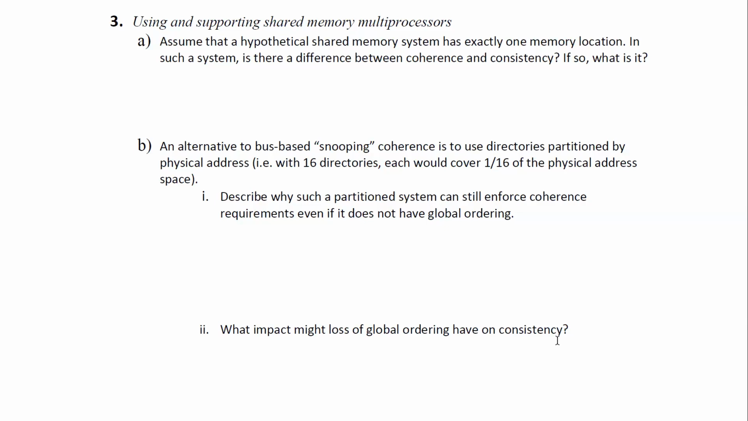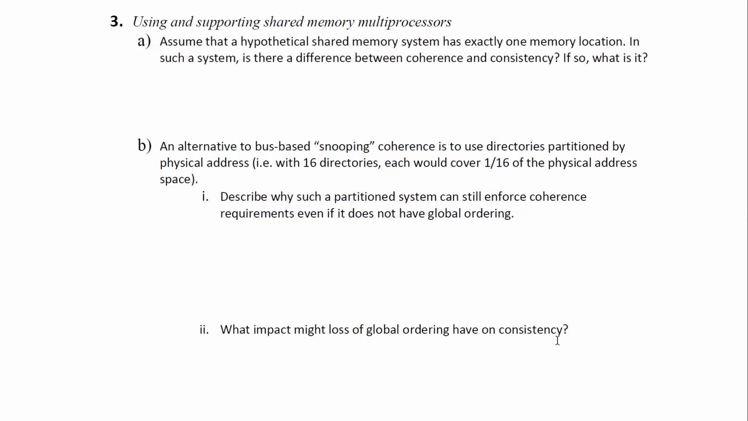The glib answer is that, like everything else in computer science, you can solve something with a sufficient application of indirection. Directories are an indirection. That's not really the point we're worried about here. Again, coherence is concerned with one memory location. As long as all of the traffic for one memory location goes to the same place, I still have my serialization point, I still have my ordering, I still have all of my coherence properties. Everything will go to that directory, just as everything would have gone to the bus, right?